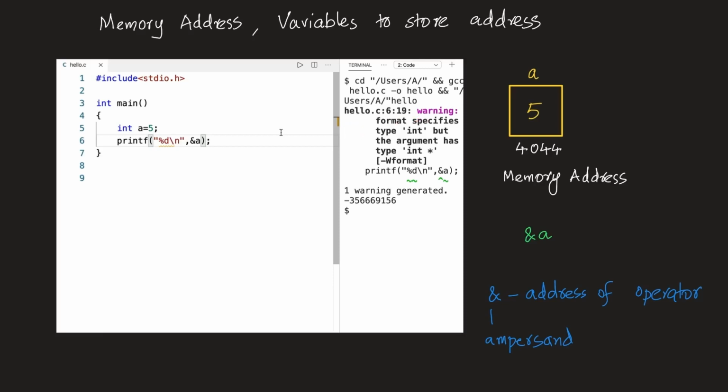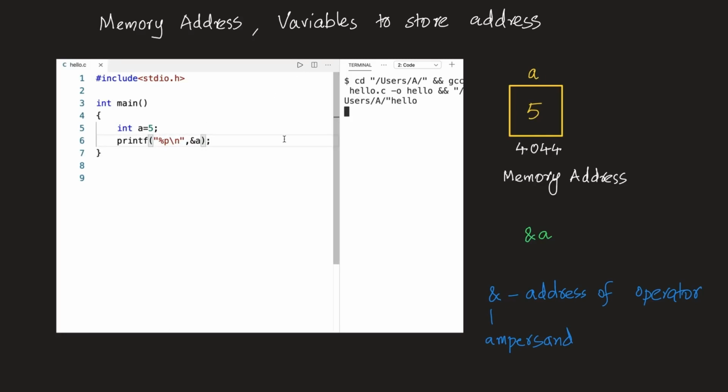The warning appears because we used the wrong format to print the address. If you want to print the address, you can change this %d to %p. Let us change that and see what would be the output. So here when we change it to p and run the program, we print the address without any warnings, but this address is now printed in the hexadecimal format.